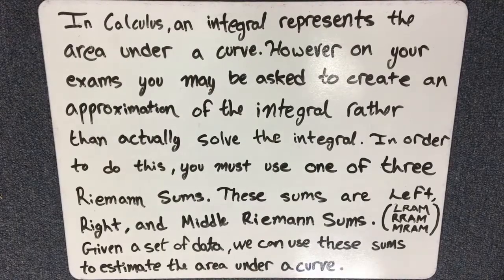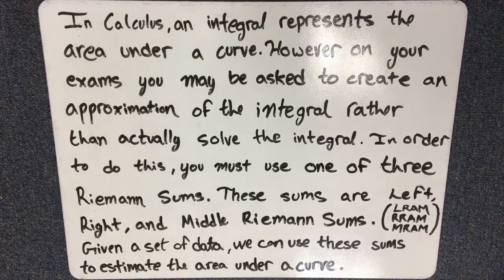In calculus, an integral represents the area under a curve. However, on your exams, you may be asked to create an approximation of the integral rather than actually solving the integral. In order to do this, you must use one of the three Riemann sums. The sums are the left Riemann sum, or LRAM, the right Riemann sum, or RRAM, and the middle Riemann sum, or MRAM. Given a set of data, we can use these sums to estimate the area under a curve. Let's look at some examples.